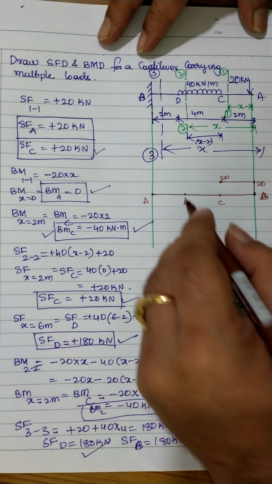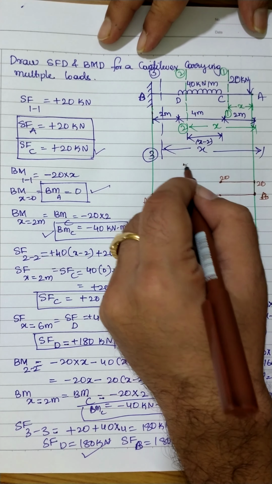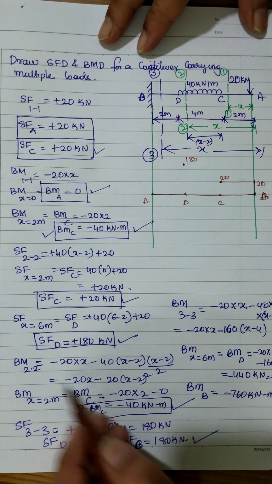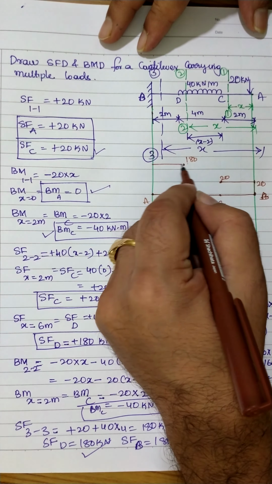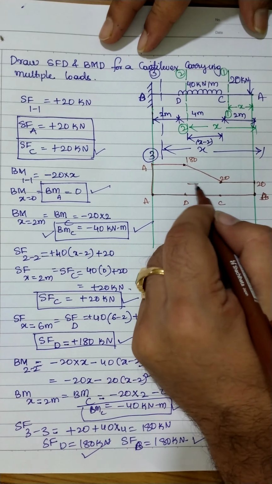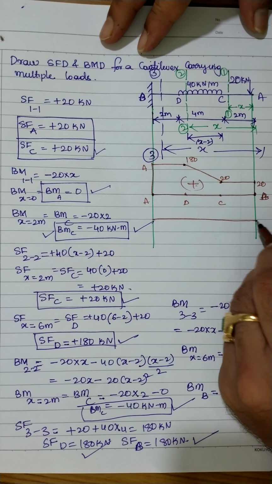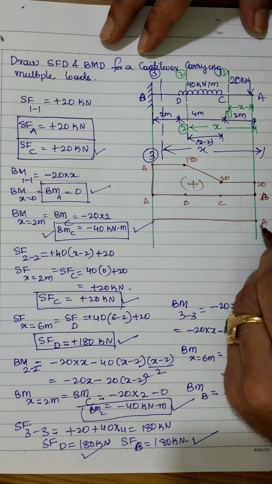Next, shear force at point D is 180. So I'm just increasing the value to 180 here. This is 180. And again, there is no difference in the shear force at point B, it is equal to 180. So the variation will be linear like this. Everything is positive.